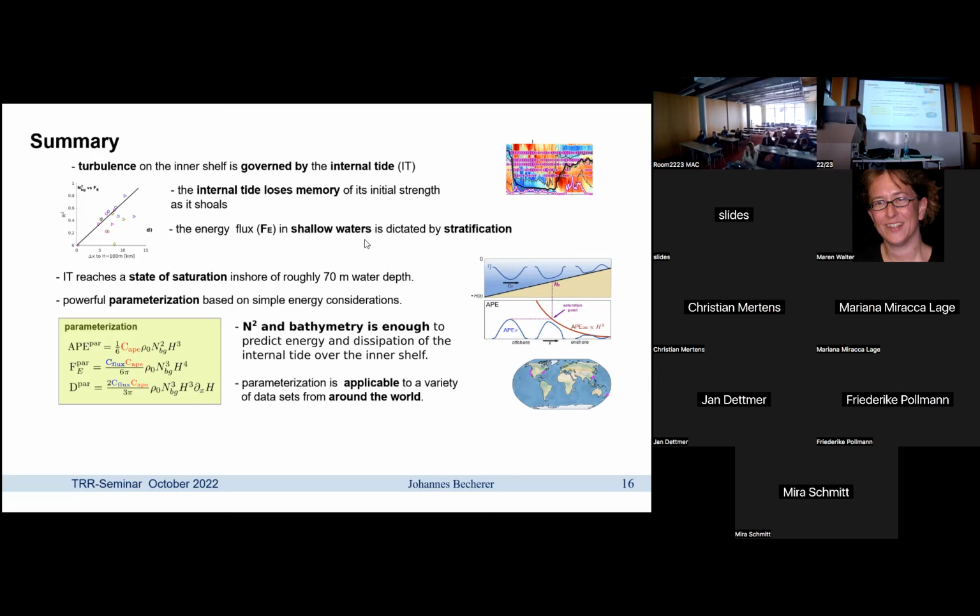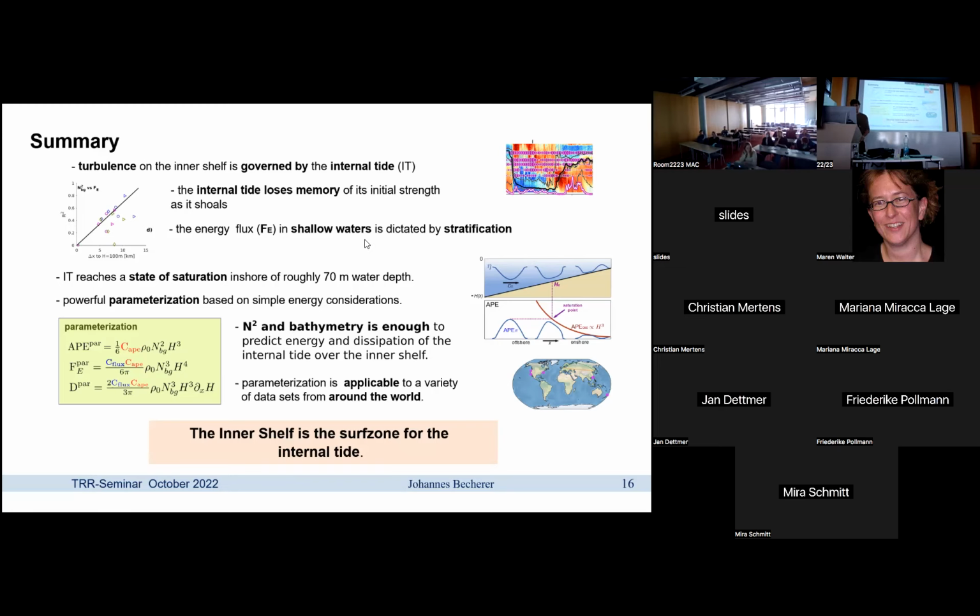So when I look at this a bit more in detail in the papers, we can make a direct comparison. But what comes out is really that we can say, and that's the final point, that the inner shelf appears to be really the surf zone for the internal tide. Okay, which could be understood as a new sort of definition for the inner shelf.